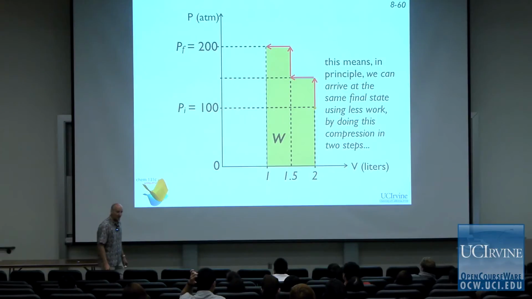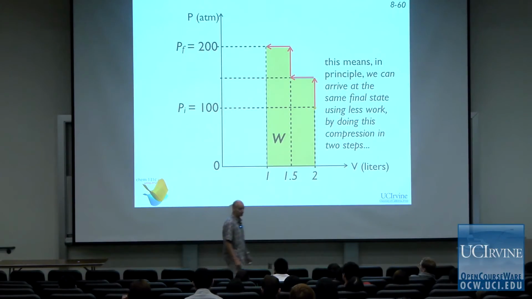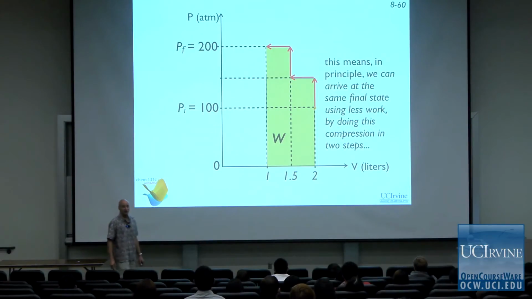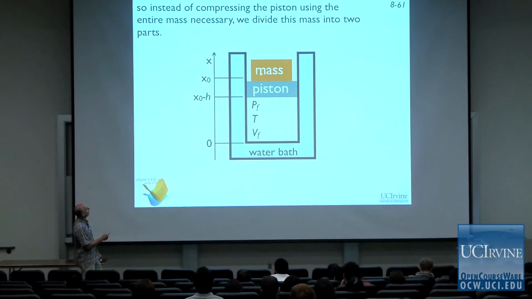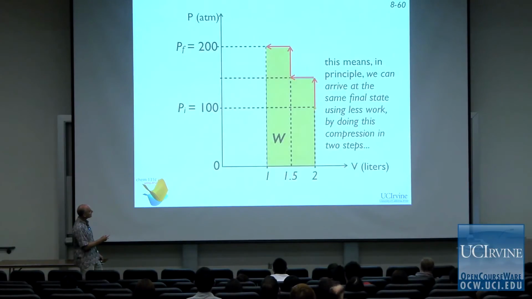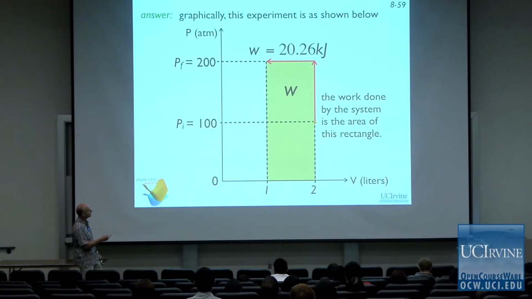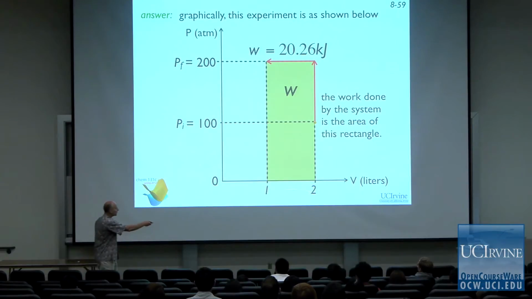Work is not a conserved quantity. It's not like energy. Use your imagination, you can do less of it. Many of you know that already. So, here's what we did before. We used 1 mass to compress the piston. That's tantamount to doing this. 1 mass was used to accomplish this change in displacement of this piston from 2 liters to 1 liter.